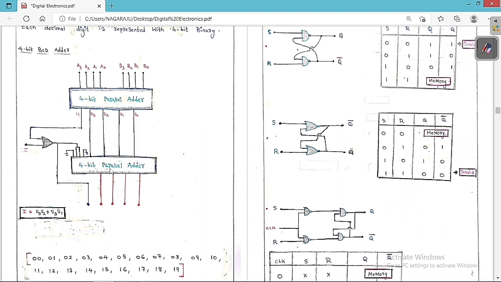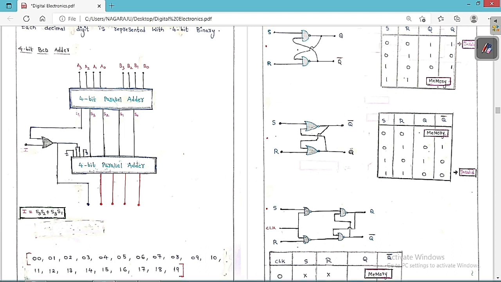So this is again a 4-bit parallel adder, and then you get the actual output. This is for the range it can cover. This is for one digit and this is for the other digit. The range it can cover is 00, 01, 02, 03, 04, 05, 06, 07, 08, 09, 10, 11, 12, 13, 14, 15, 16, 17, 18, 19.